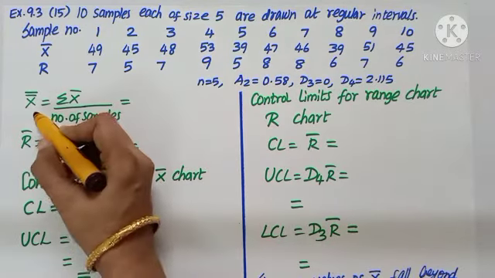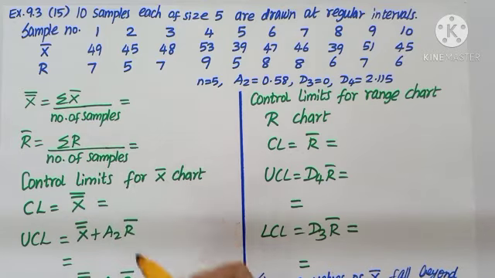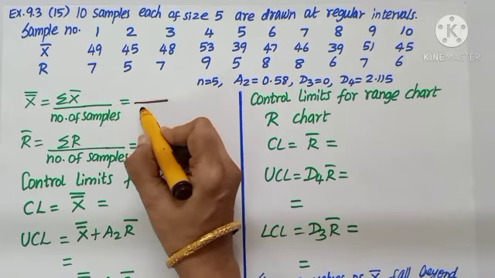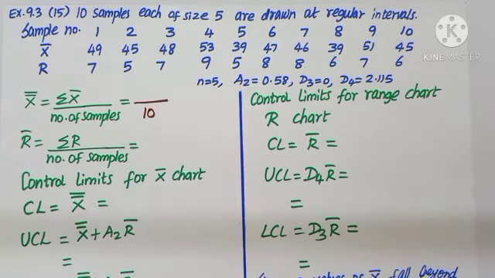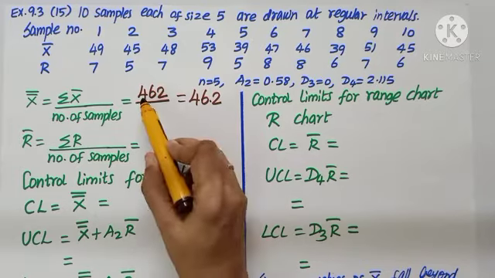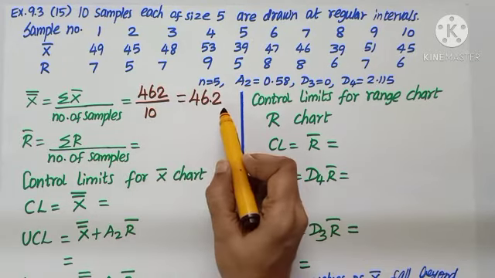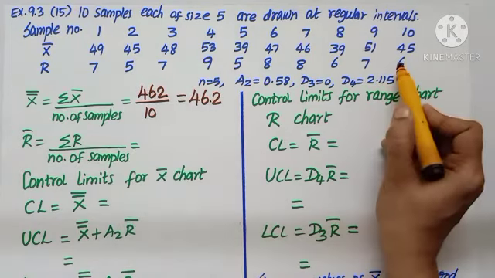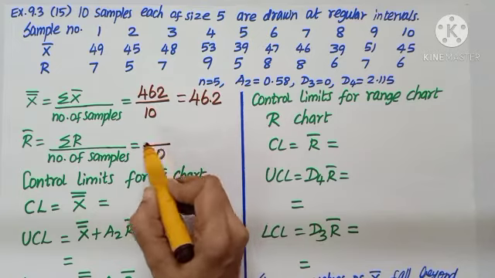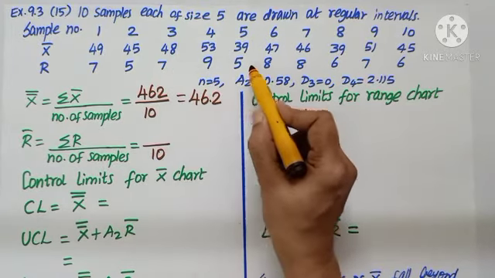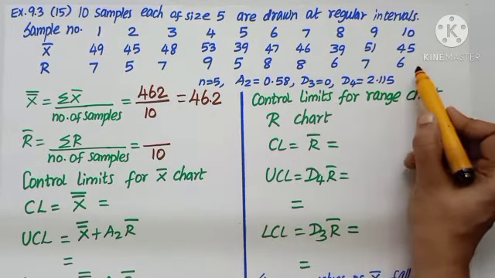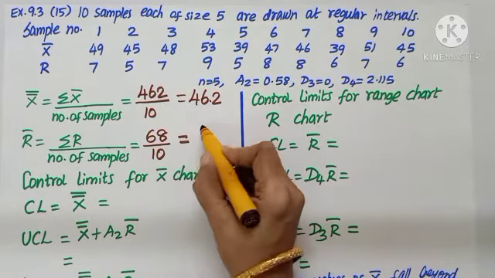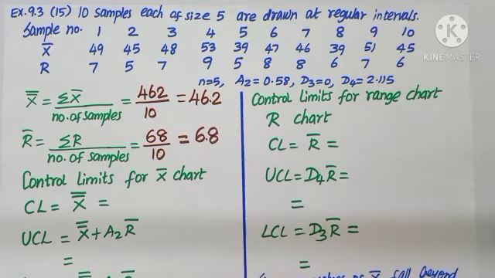X double bar is sigma X bar by number of samples. Add all the values, divide by 10 because there are 10 samples. 462 by 10 gives us 46.2. R bar, add all R values, divide by 10. 7, 5, 7, 9, 5, 8, 8, 6, 7, 6. Add the values. 68 by 10 gives us 6.8.